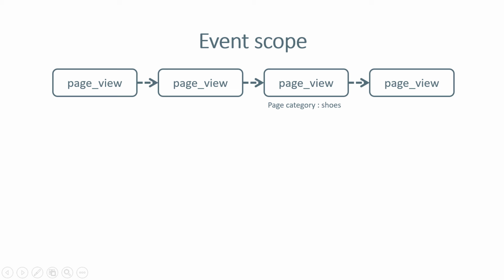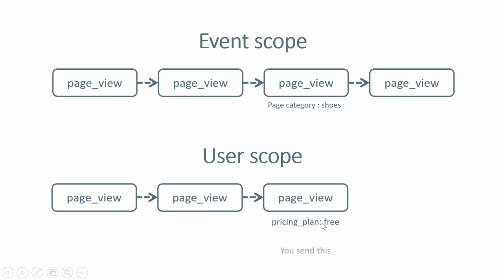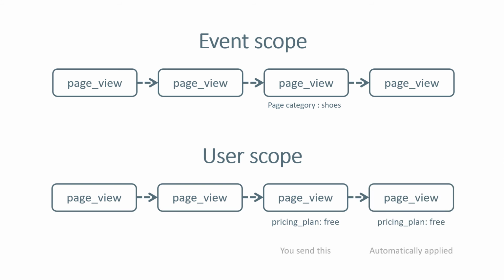Now, when it comes to user scoped custom dimensions, here's how it works. The same two page views, and on these page views, I did not send any user scoped information. Then on this page, I send a pricing plan information. So what would happen on the next page or on the next event that happens on the page view? Even if I don't send specifically that, it will still be applied, because user scoped custom dimensions are applied to all the subsequent events after it was sent. And if, let's say, on this event we sent another value, then from this moment that new value will be applied to all the new events.